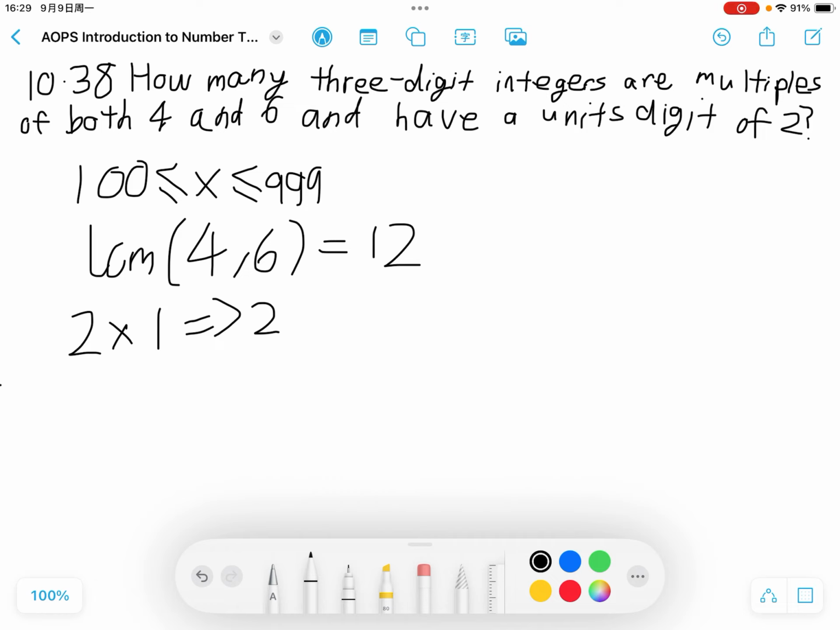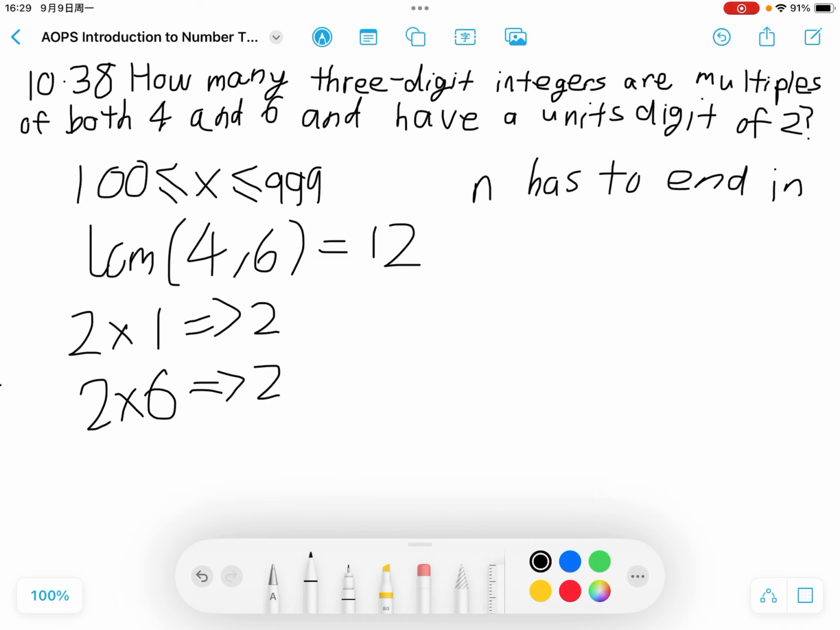And then 2 times 6 produces a unit digit of 2. 2 times 6 is 12, and 12 has a unit digit of 2. Same thing here, 12 times 6 is 72, which also has a unit digit of 2. So there are only 2 conditions for the multiples, which is that the unit digit of the divisor n has to end in 1 or 6.